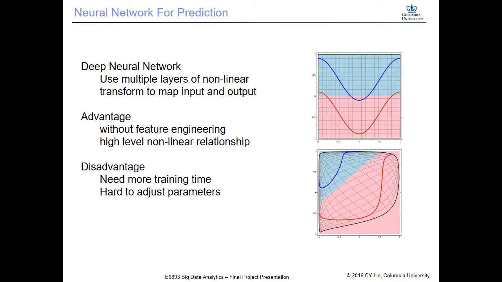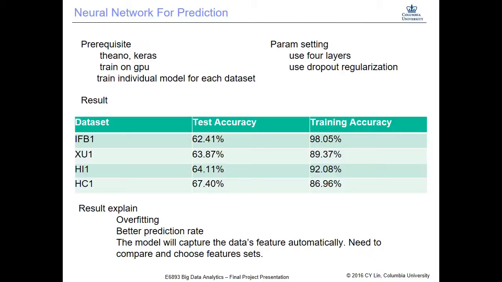In the first picture, it was hard to use a single straight line to split the red and the blue points, but if we transform them into a new space, they are easily split. But the neural network is hard to tune in terms of parameters, and sometimes it needs more training time. To build our model, the Theano backend is required to enable GPU acceleration, and the Python Keras library provides an API for building the network. Here we train an individual model for each dataset. The parameters we use are 4 layers and dropout as the regularization.